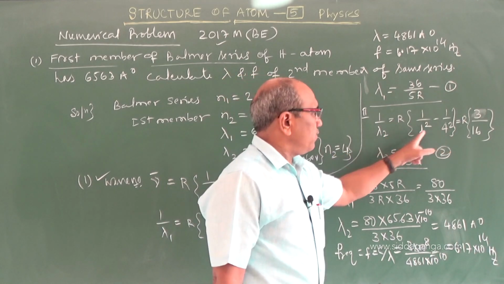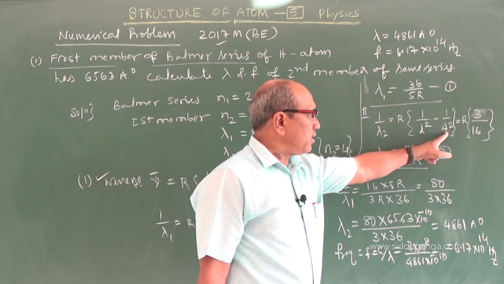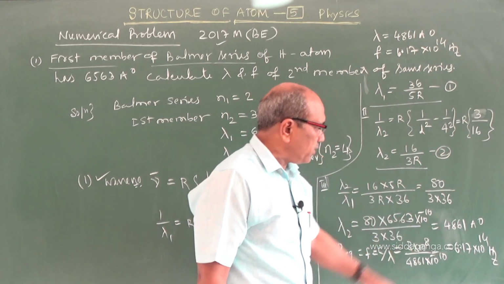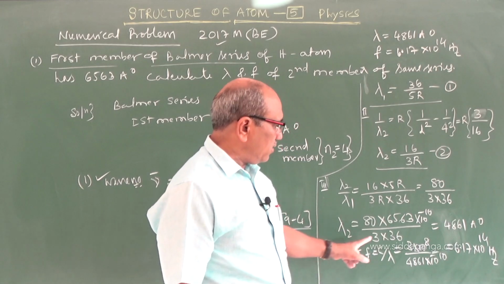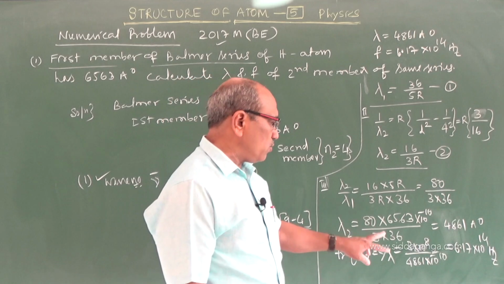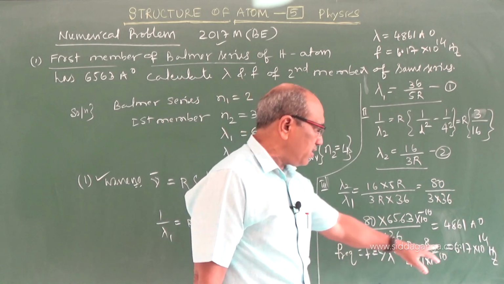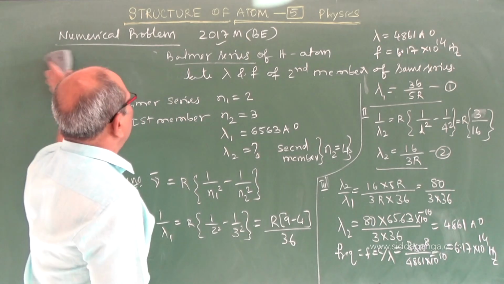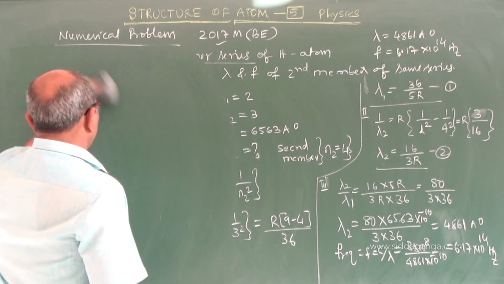So for the second given condition, the second member asked there, on substitution and simplifying we got wavelength as 4861 angstrom. Frequency is nothing but c by lambda. You studied this in the sound chapter last year also. c is equal to f lambda, or f is equal to c by lambda, and we got the answer as 6.17 into 10 power 14 hertz.